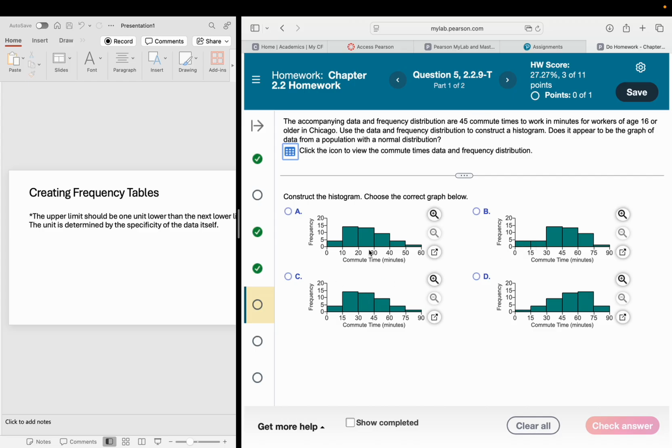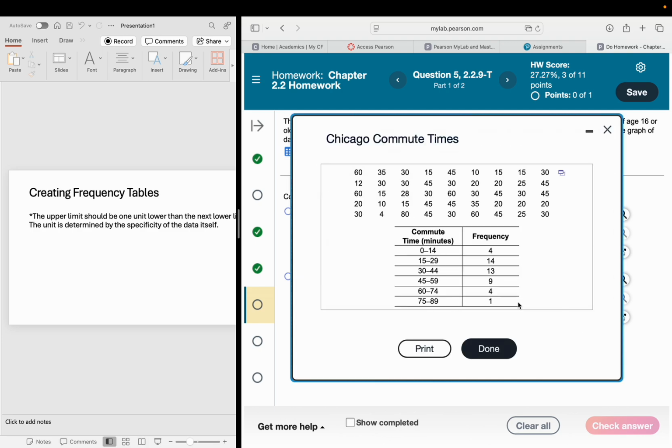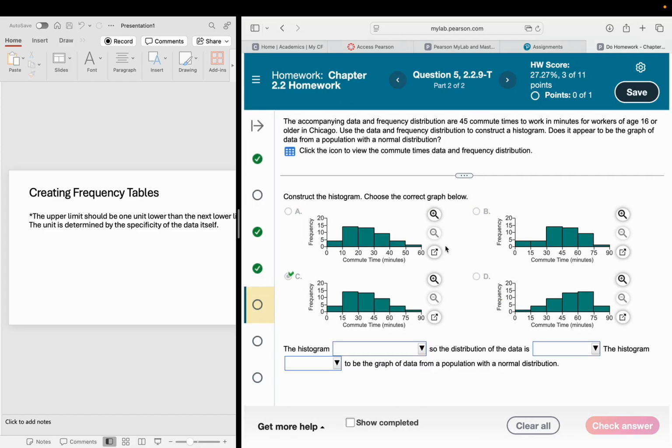And then the last question is, wait a minute, look at this bottom axis here. This is going from 0 to 60. This is going from 0 to 90. And if I look at my data again, this is going up to 90. So now I know it's C. All right. So you could use StatCrunch, but you don't have to.